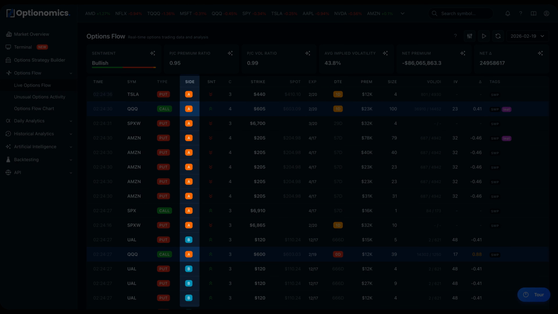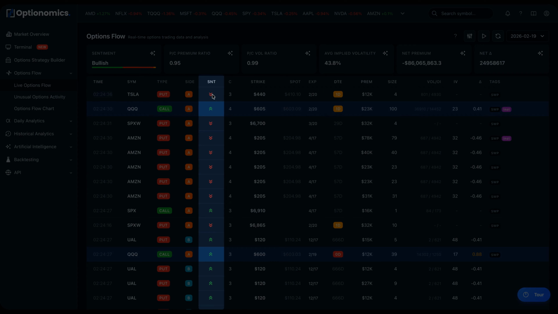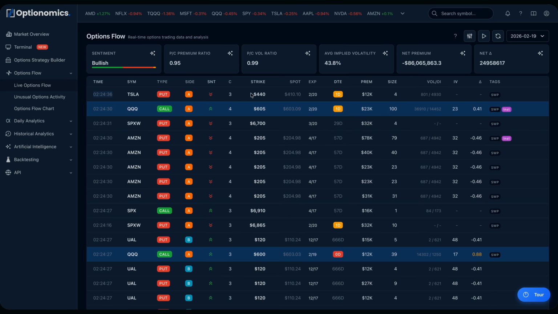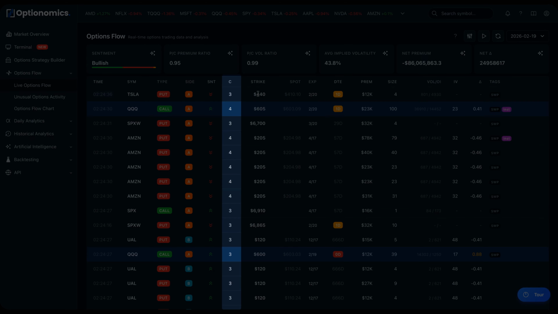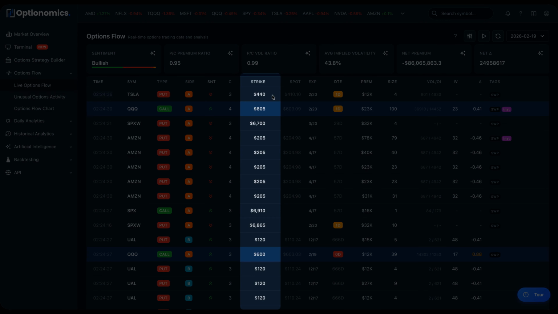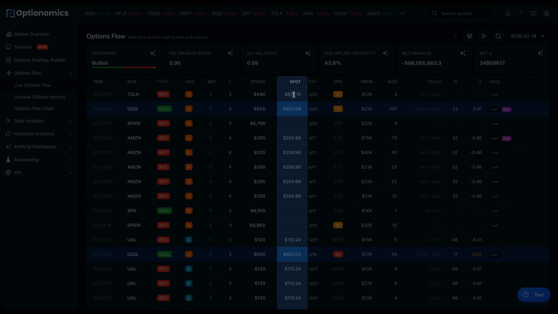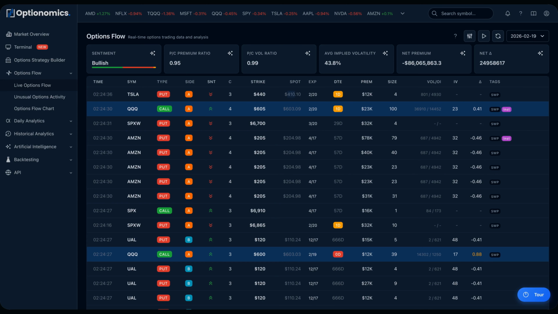This is the side of the trade, which tells you where the trade happened relative to the market price. This is the sentiment, showing if the trade is likely bullish, expecting prices to rise, or bearish, expecting prices to fall. Sentiment is calculated from the option trade end side. This is the confidence score, which ranges from 1 to 5, with 5 meaning the strongest signal. Strike refers to the agreed price for this options contract. The spot price is the current price of the underlying asset when the trade was made.